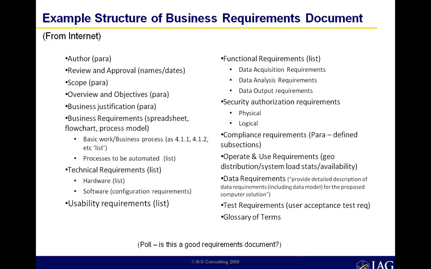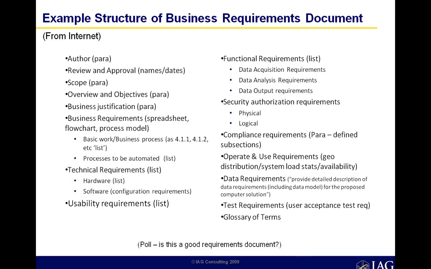I'm going to open up a poll in a little bit. I'm going to walk you through this because I want you, at the end of me walking you through this as fairly and completely as I can, to say, is this a good business requirements document? The first thing is you fill in the author, and para just means paragraph, so that's the space for the person to put in the author. In this particular structure, they put in review and approval, name and date. Pretty straightforward. There's a grid there.